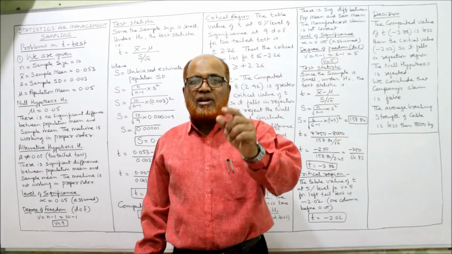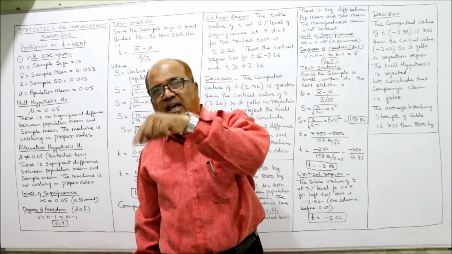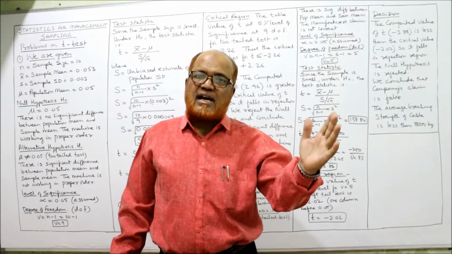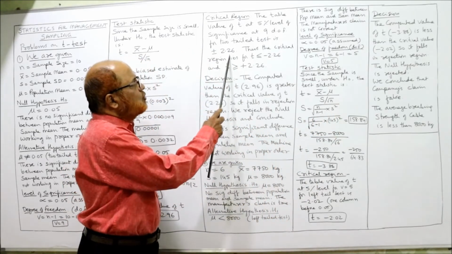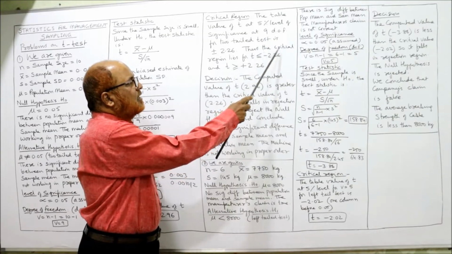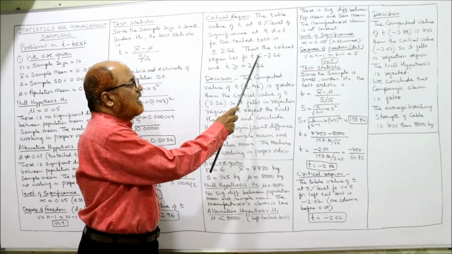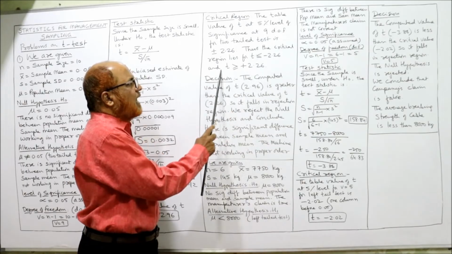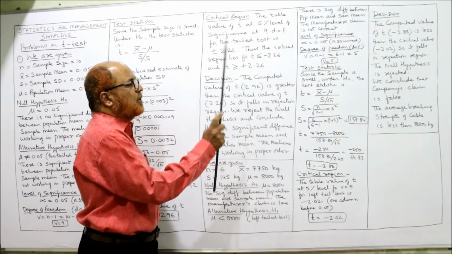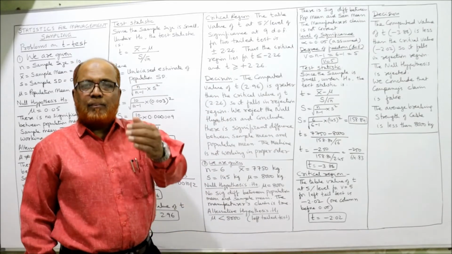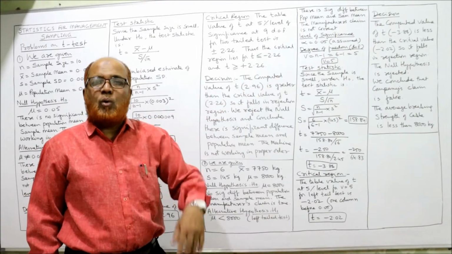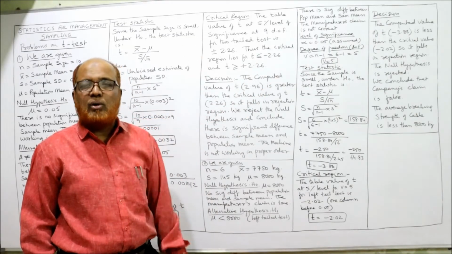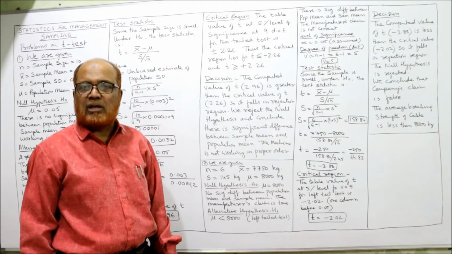Because the rejection region will lie on the left side as well as on the right side. Left side minus, right side plus. So plus or minus 2.26. Thus the critical region lies for t less than or equal to minus 2.26 and t greater than or equal to plus 2.26. So below minus 2.26 or above plus 2.26, that value will go to the critical region, right?